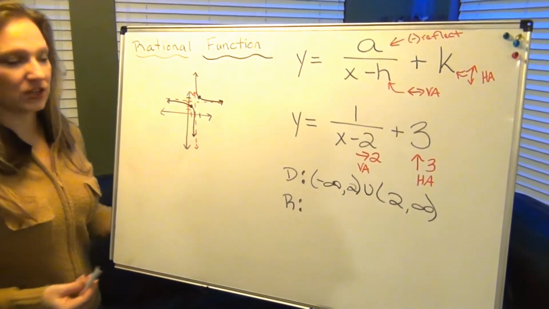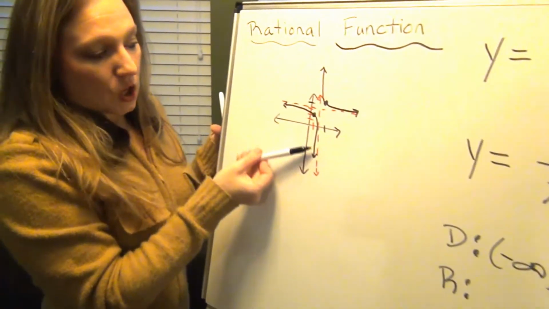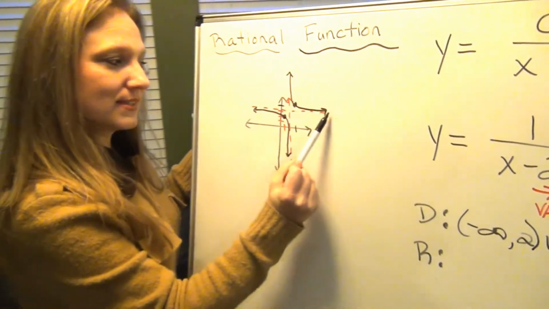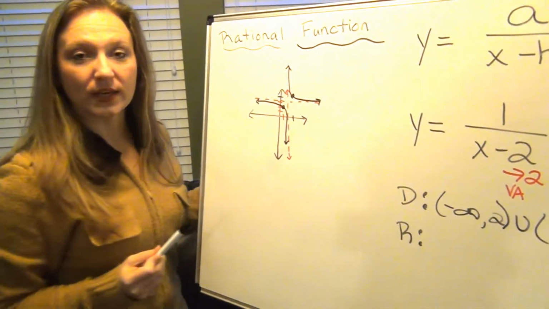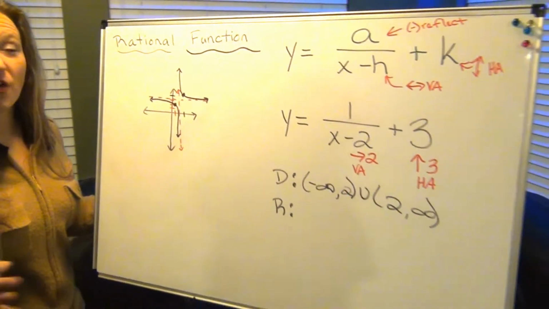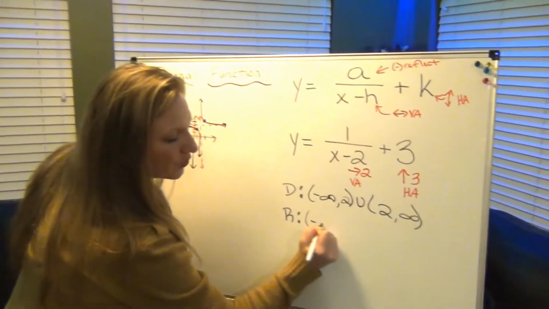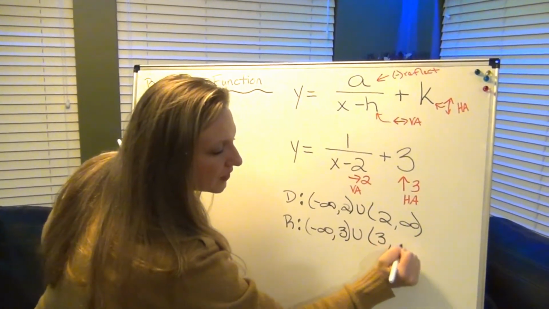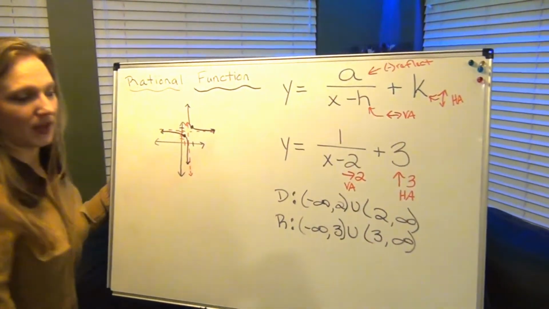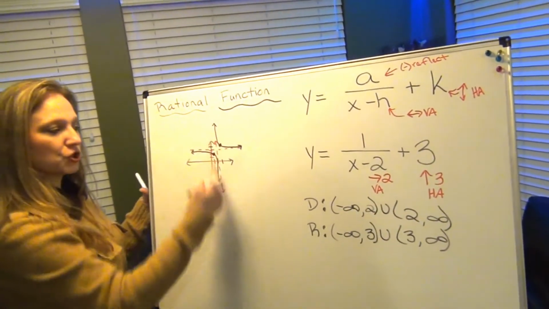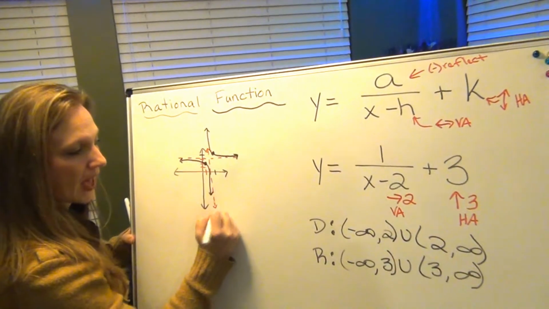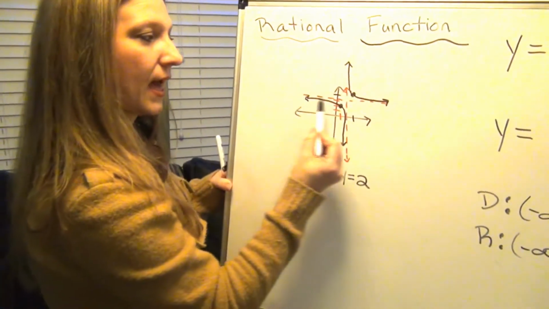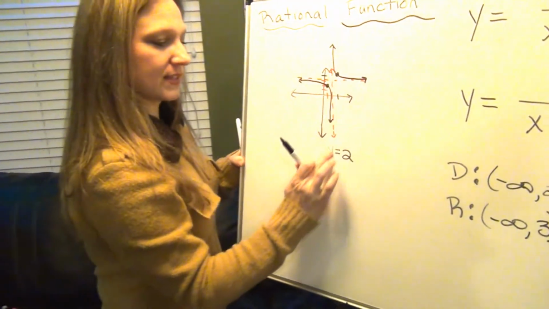All right, let's look at our range. It goes from -infinity to +infinity, and our asymptote is at 3. So that is the restriction on the range. So we're going to go from -infinity to 3, and then pick back up at 3 again and go on to +infinity. We have two asymptotes: this one is at y equals 2, and this is x equals 2.